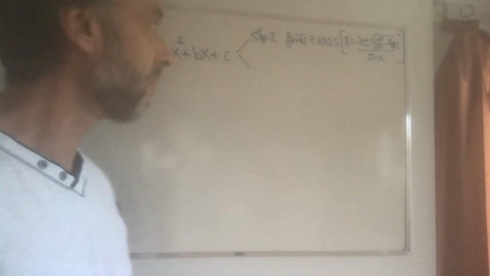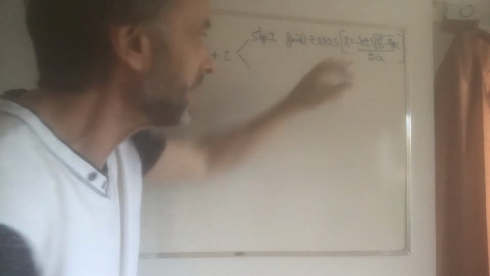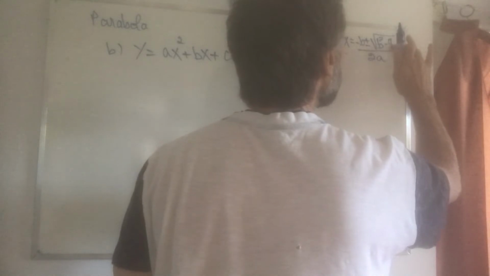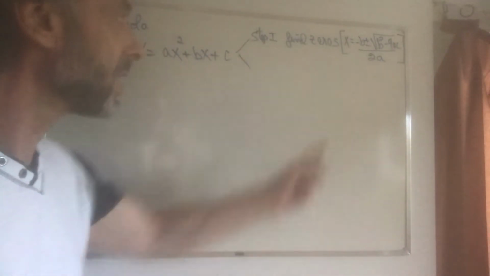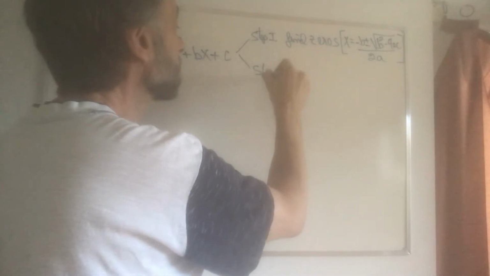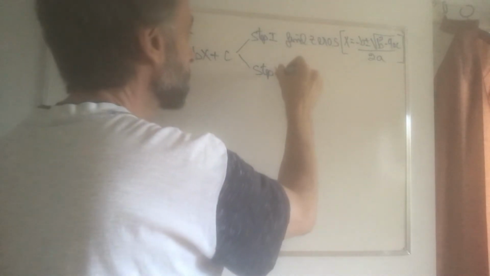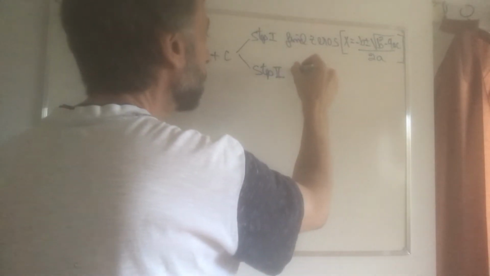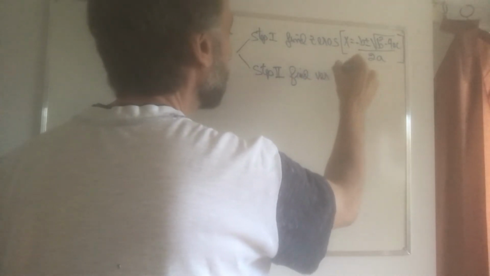We have used it before. So minus b plus or minus the root of b squared minus 4ac over 2a. Once this is done, we need to find the vertex, because nothing in here actually sticks out as the vertex. So step 2, find the vertex.